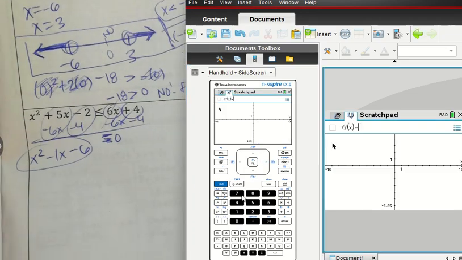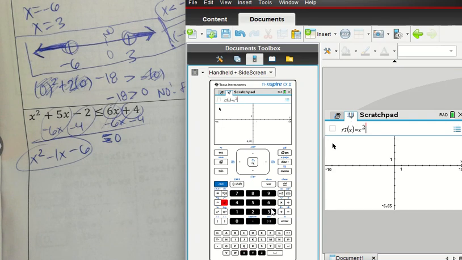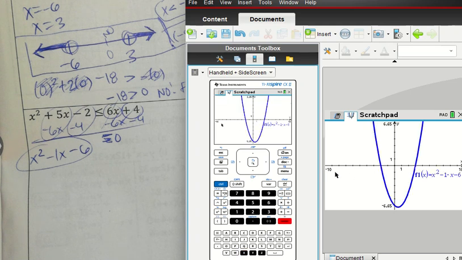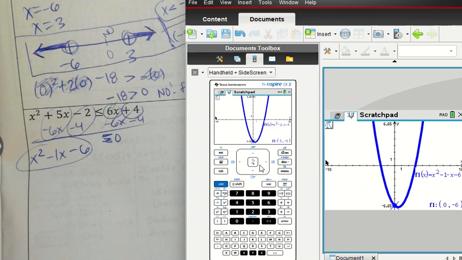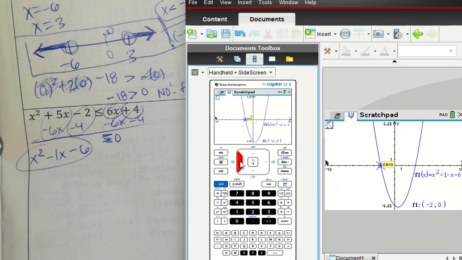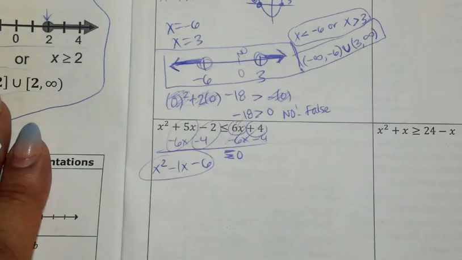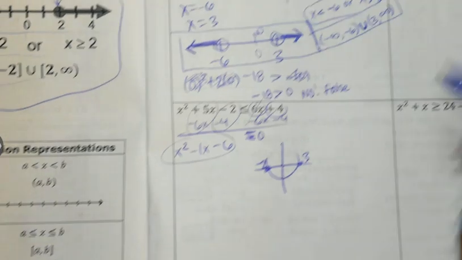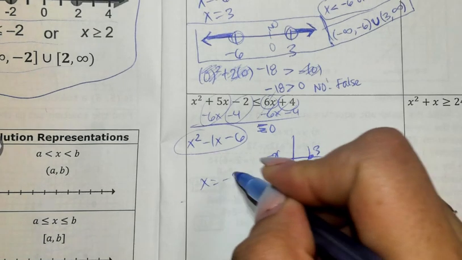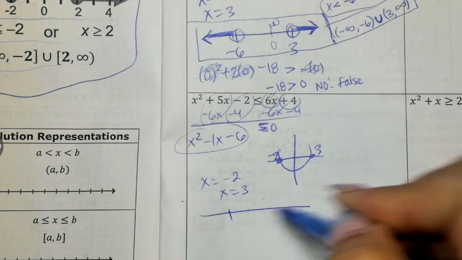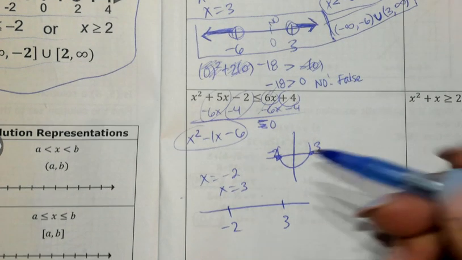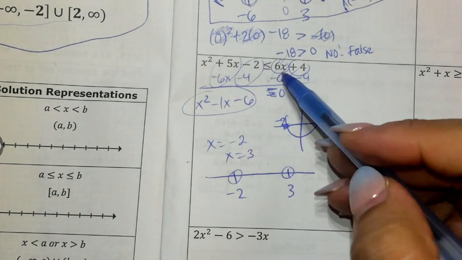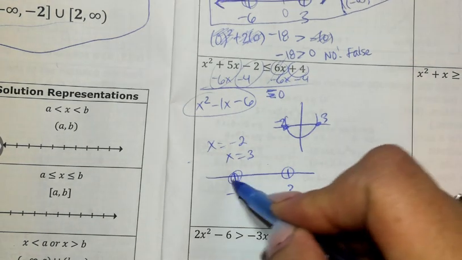So let me just type that. X squared minus 1x minus 6. And the intercepts will be negative 2 and positive 3. So our solutions of negative 2 and positive 3 are the numbers we're going to use. And we're going to draw a circle. This inequality sign is equal to, so we fill it in.